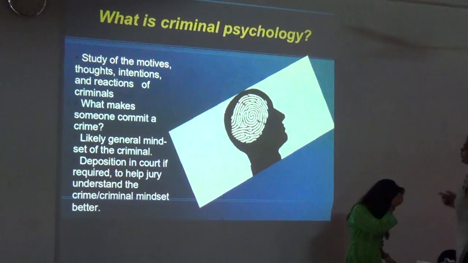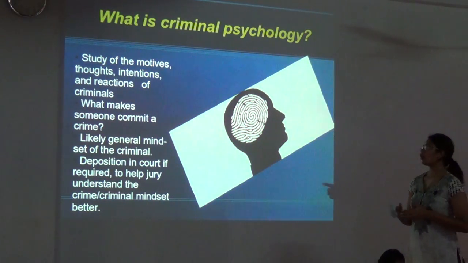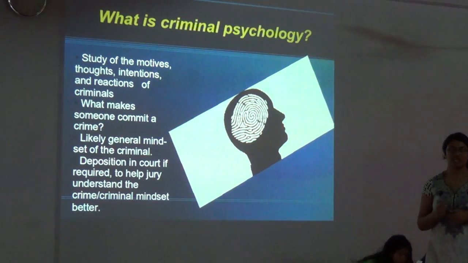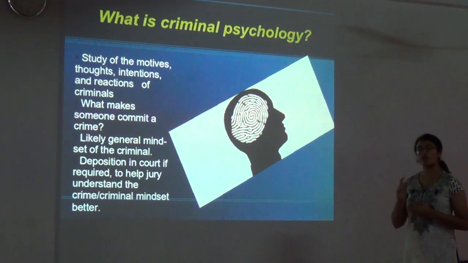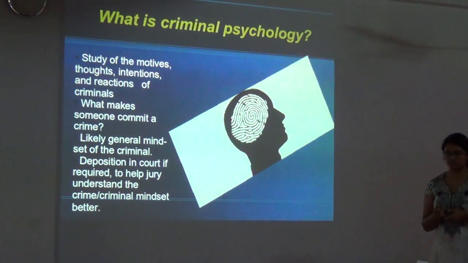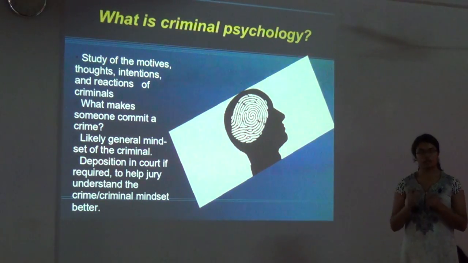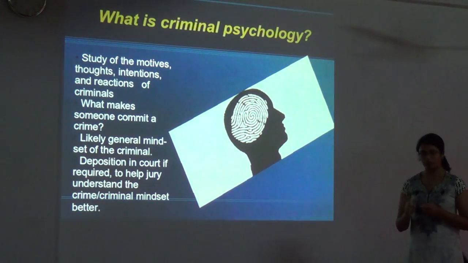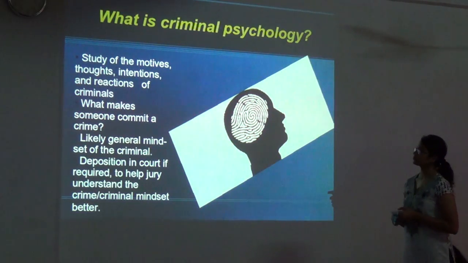Now I'm going to give you a brief introduction to criminal psychology. What is criminal psychology? It is the study of motives, thoughts, intentions, and reactions of a criminal. So this is basically why a person has committed a crime, how he has done it, and what the reaction to the crime is of the criminal. You also learn things like what the general mindset of a criminal is. And this subject is really important while solving a crime, because a lot of the time criminal psychologists are called up in court by the jury to help the jury understand better why a crime was committed.